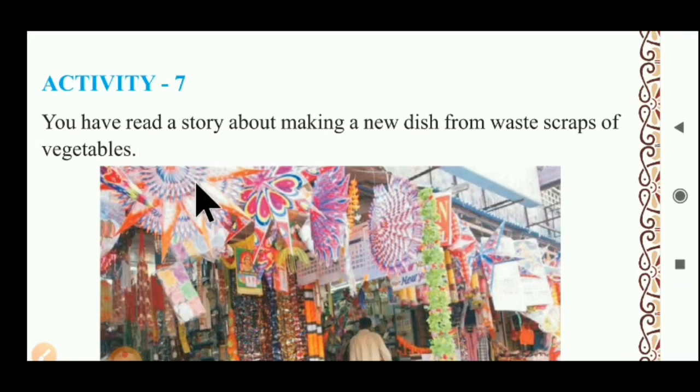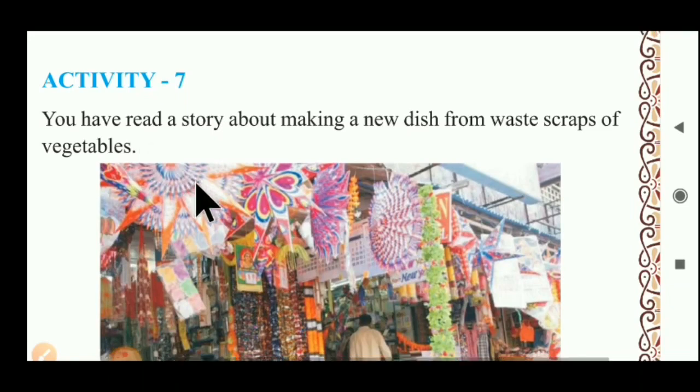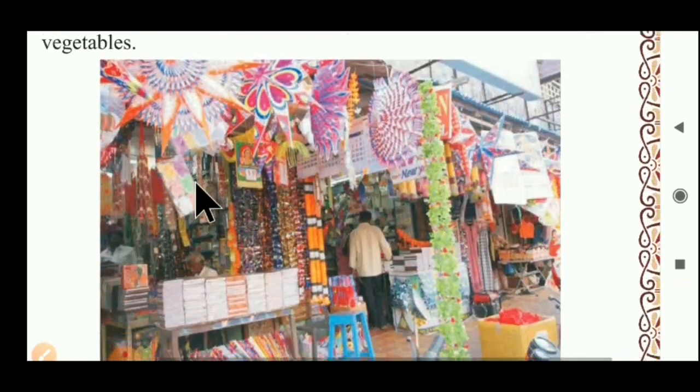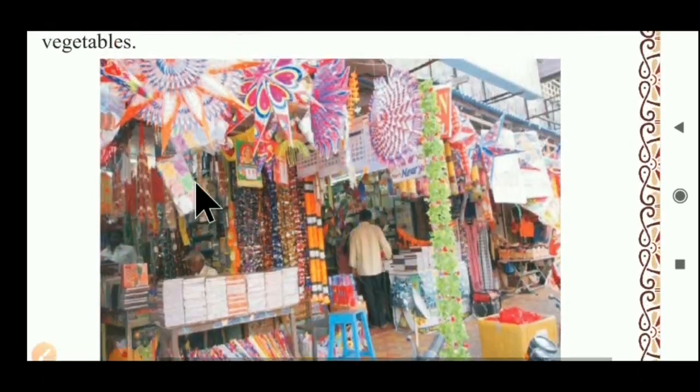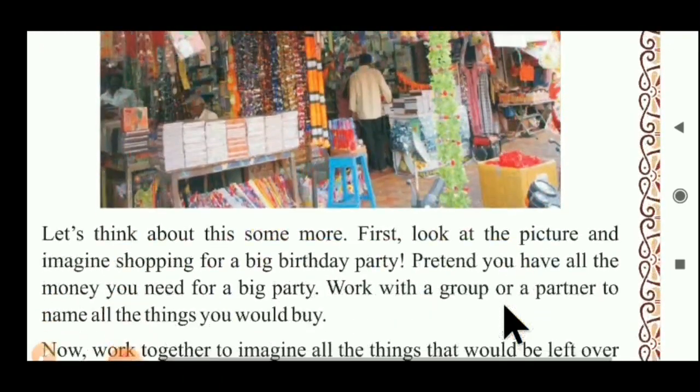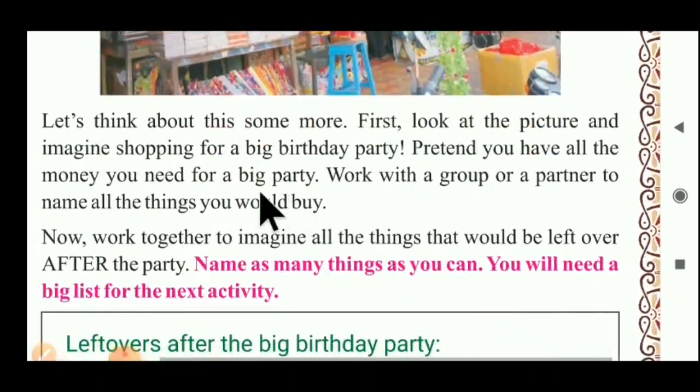Now, the next thing we have to do is one more thing here in activity number C. See here, one picture is given. You have to observe that picture carefully. And now, what we have to do? Let's think about this some more.